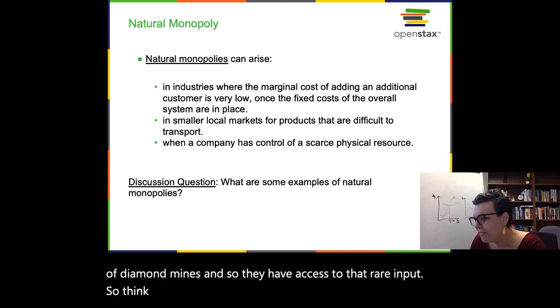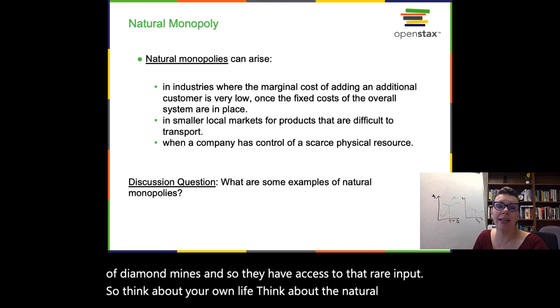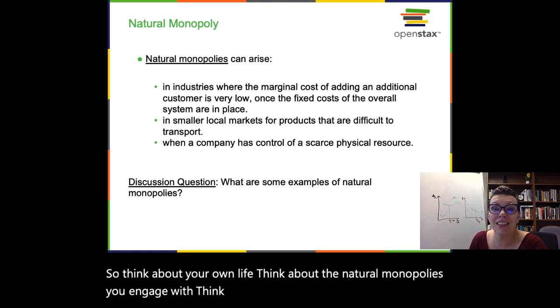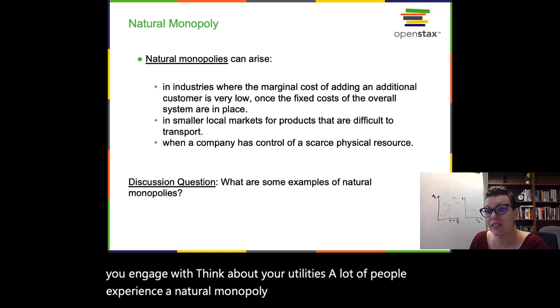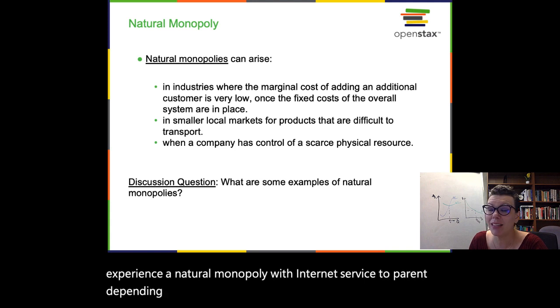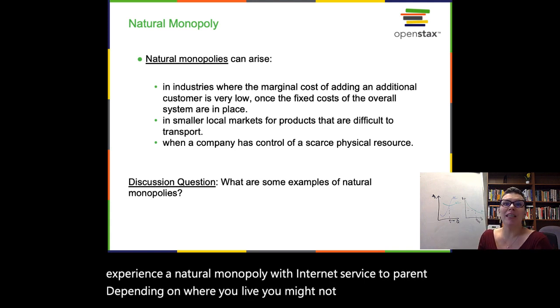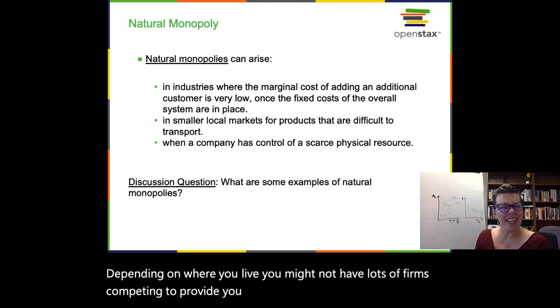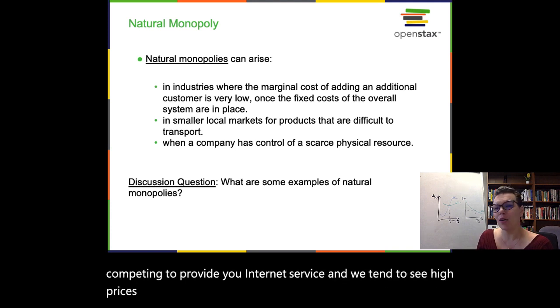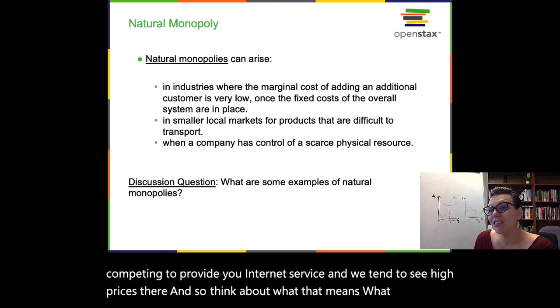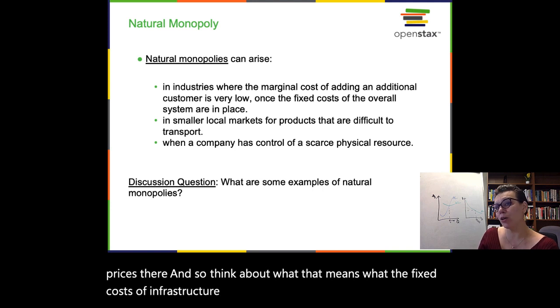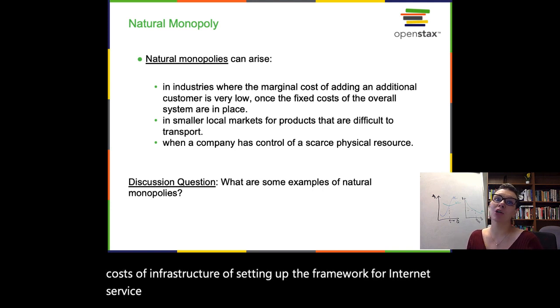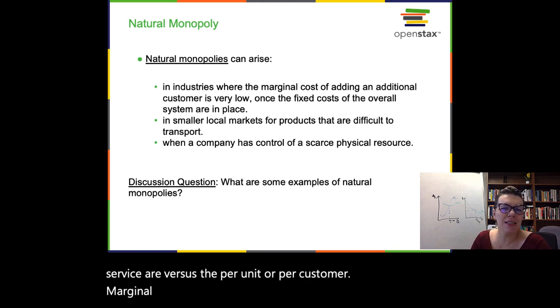So think about your own life. Think about the natural monopolies you engage with. Think about your utilities. A lot of people experience a natural monopoly with internet service. Depending on where you live, you might not have lots of firms competing to provide you internet service, and we tend to see high prices there. And so think about what that means, what the fixed costs of infrastructure, of setting up the framework for internet service are versus the per unit or per customer marginal cost. Does that make sense? Hopefully. Okay.